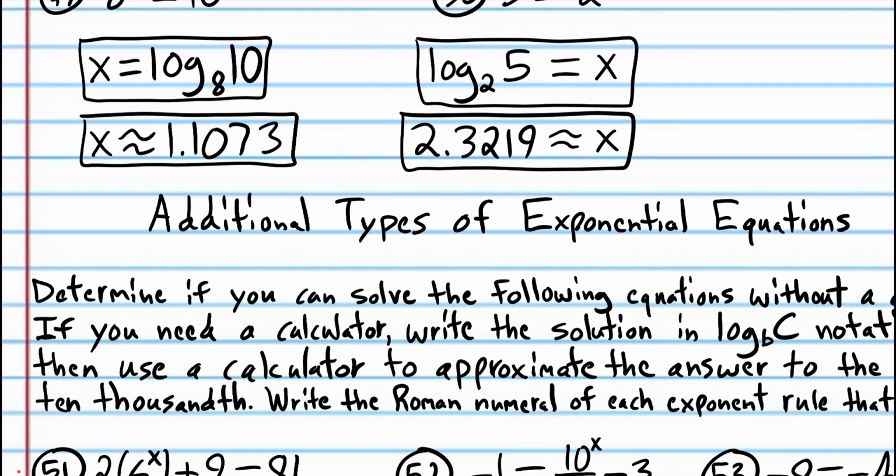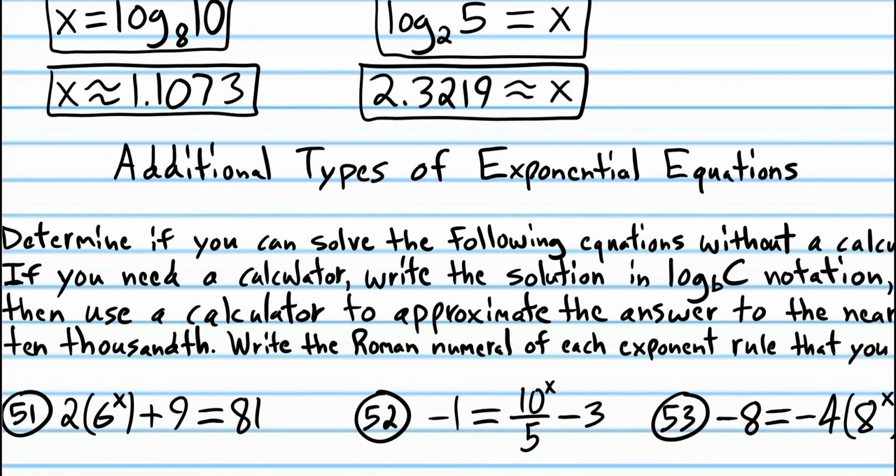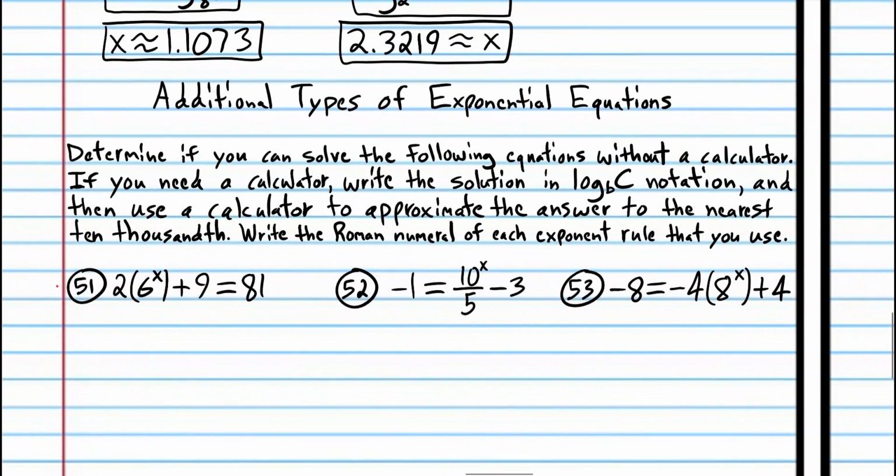Now we're going to do some additional types of exponential equations, some different varieties. And we're going to use what we learned about logarithms. So determine if you can solve the following equations without a calculator. If you need a calculator, write the solution in log base b of c notation, and then use a calculator to approximate the answer to the nearest 10,000th. And of course, write the Roman numeral of each exponent rule that you use.